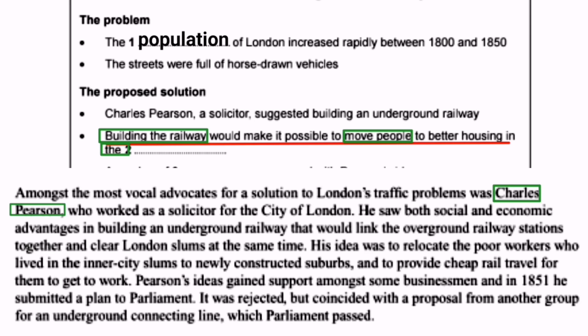It means that Charles Pearson said that if we build the underground railway, we will get social and economic advantages. And secondly, we can link the overground railway stations. Thirdly, we can clear the London slums. It means that we can decrease the flow of people in London streets or backward areas. Let's read further. His idea was to relocate the poor workers who lived in the inner city slums to newly constructed suburbs. So in this sentence, relocate the poor workers is the keyword.